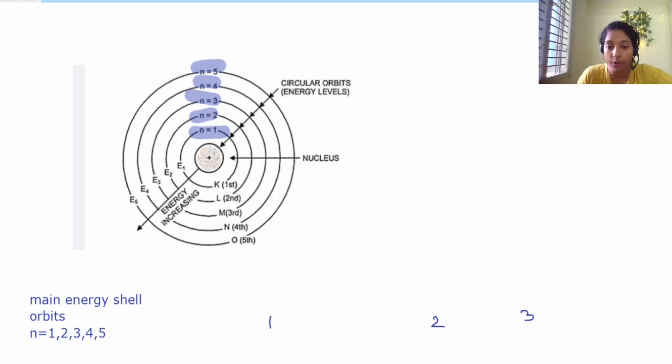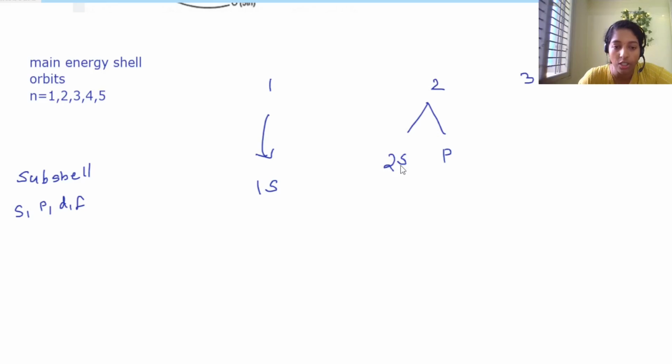These orbits are again divided into sub-levels, which are called subshells. Subshells are designated s, p, d, f. But not all subshells are available for all orbits. For example, the first orbit contains only one subshell, which is s. The second contains two subshells, s and p. To distinguish the 1s subshell from the second orbit's subshell, you write 1s and this one as 2s. The coefficient represents the main energy level. So this one is 2p.